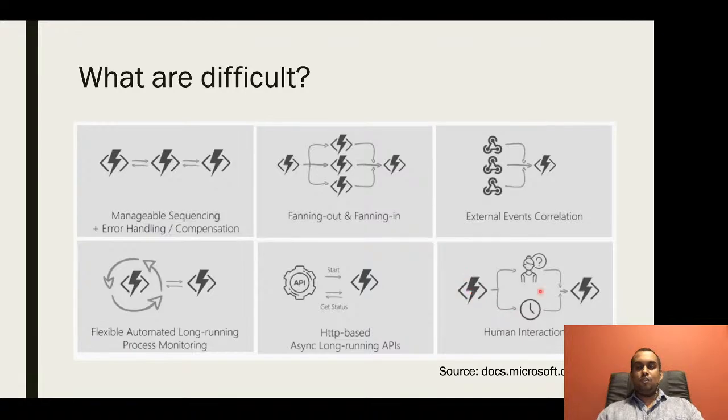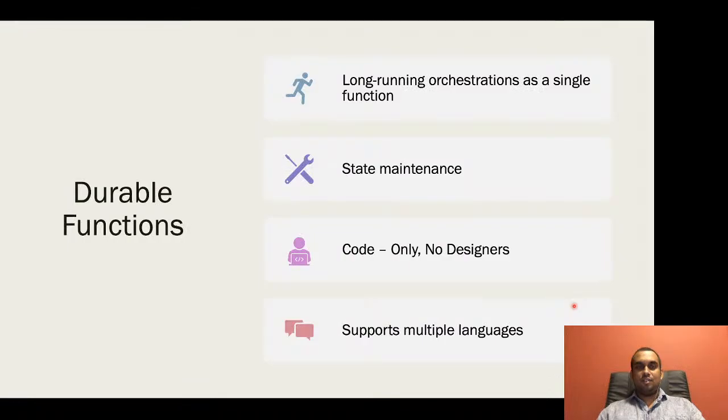You can wait for a certain time, you can get a human approval on a certain thing, and then finish up once the task is done. So this is also not possible within a normal trigger based function. And then comes the durable functions. They are long running orchestrations as a single function.